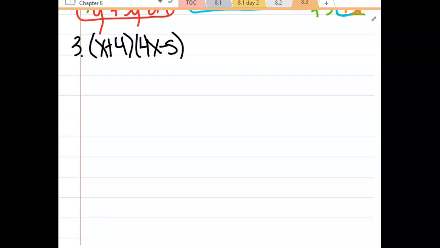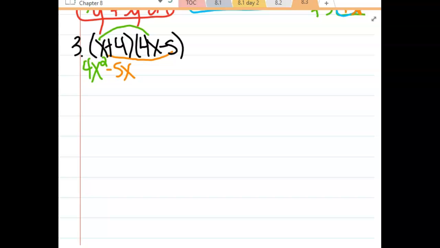Okay, so I'm going to do the FOIL method, so it starts with an F, the first terms. So the first terms are x times 4x, which is going to give me 4x squared. The O, the outer terms, the outside terms are the x and the minus 5. Don't forget the sign. So x times negative 5, that's just going to give me negative 5x.